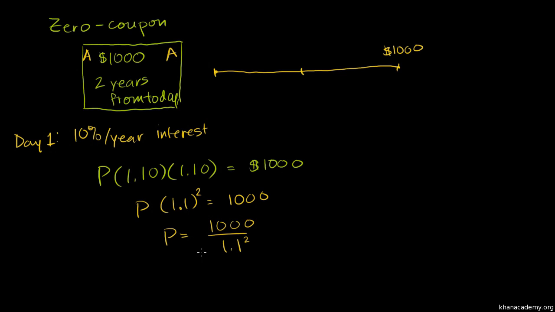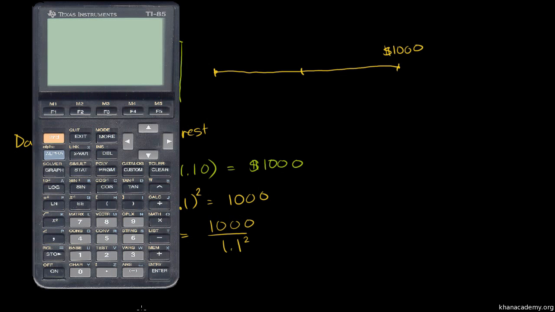Another way to think about it is the price that someone would be willing to pay if they expect a 10% return. It's the present value of $1,000 in 2 years discounted by 10%. This is 1.10, or 1 plus 10%. So what is this number right here? Let's get a calculator out.